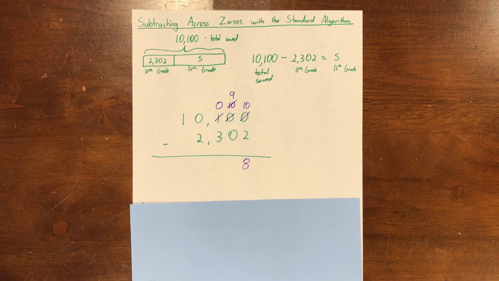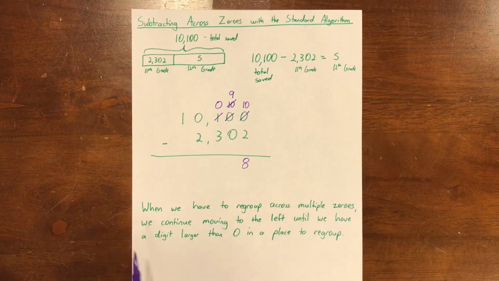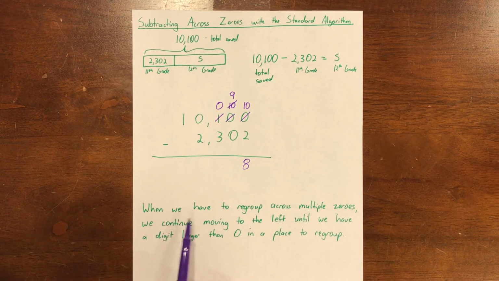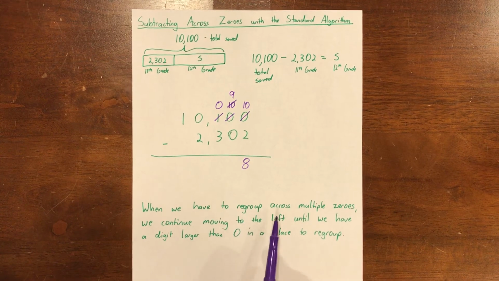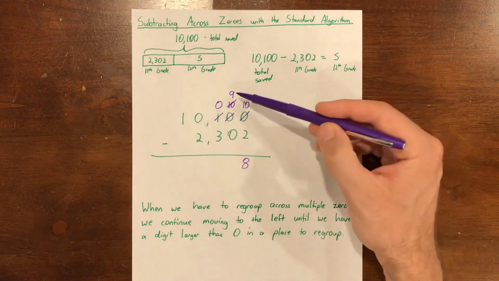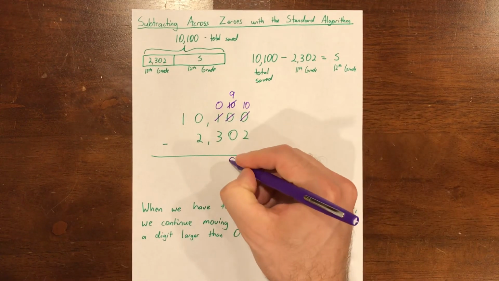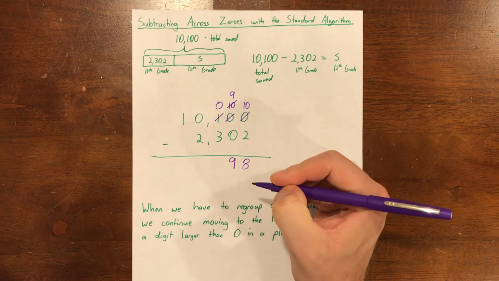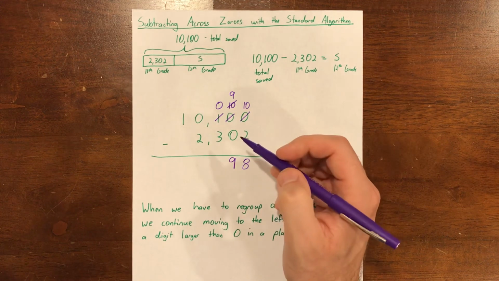I'd like you to read this key point with me. Get ready? Go. When we have to regroup across multiple zeros, we continue moving to the left until we have a digit larger than 0 in a place to regroup. All right, let's go ahead and keep rolling. 9 minus 0, that's 9. Great. Oh, this is tricky.